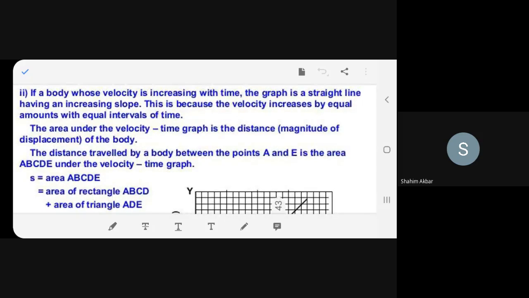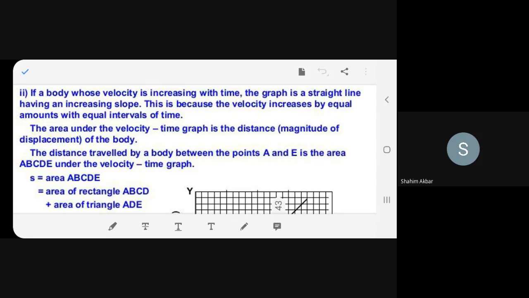These are all graphical notations we are doing, and this will help you in maths also. How to relate. You start. If a body whose velocity is increasing with the time, the graph is a straight line having an increasing slope. This is because the velocity increases by equal amounts with equal intervals of time.